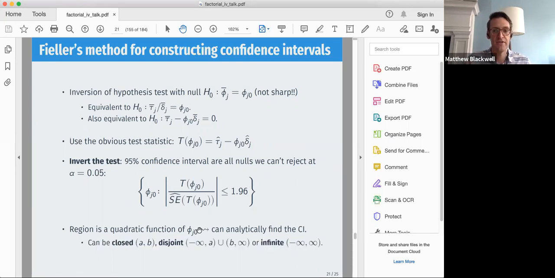Again, the downside is that because it has this quadratic formula form, these can have lots of different formats. They can be closed, so that they're a normal confidence interval. They can be disjoint, so it's like negative infinity to A, and then the union of that with B to positive infinity, or they can be infinite, the whole real line. Whether you see that as an advantage or a downside depends on what you're doing.